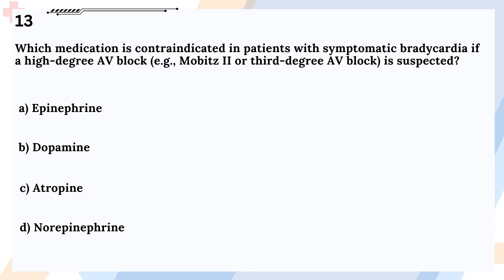Question 13. Which medication is contraindicated in patients with symptomatic bradycardia if a high-degree AV block, e.g., Mobitz 2 or third-degree AV block, is suspected? A. Epinephrine. B. Dopamine. C. Atropine. D. Norepinephrine.